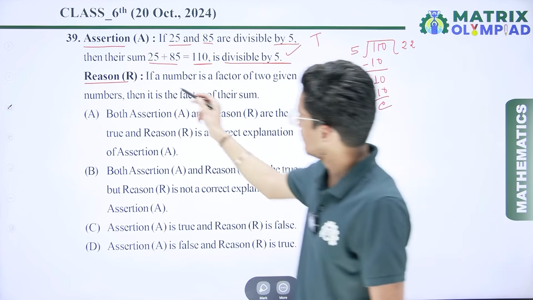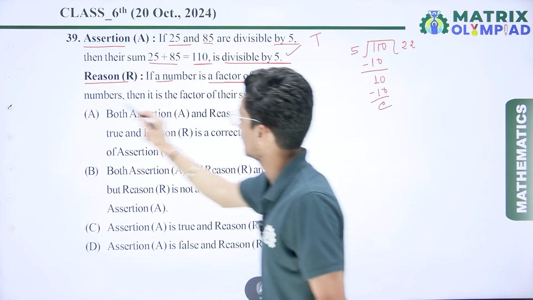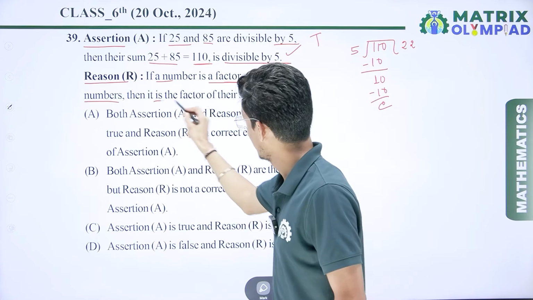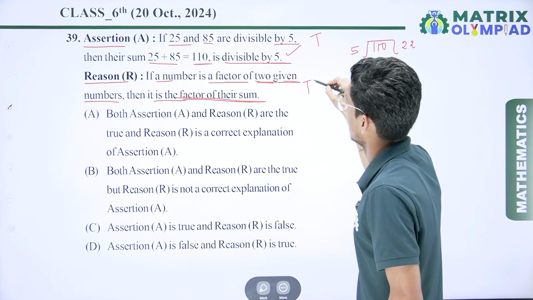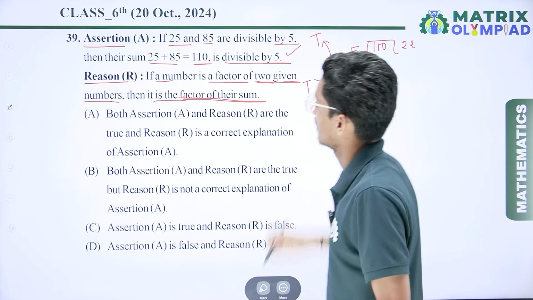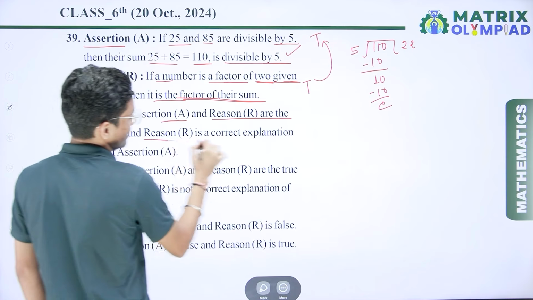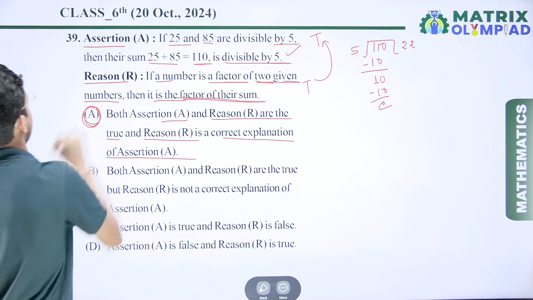If I talk about the reason: if a number is a factor of two given numbers, then it is a factor of their sum. So I can say this one is also true, and this one is the correct explanation of the assertion. So both A and R are true and the reason is the correct explanation of the assertion. So here option number A is the correct answer.